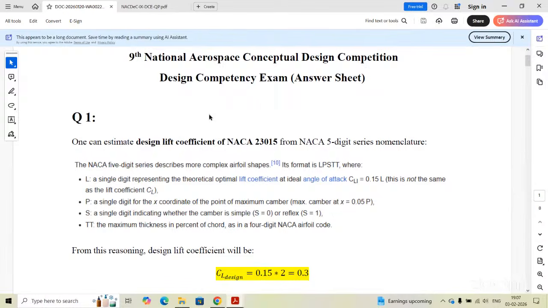The second digit has a significant parameter, and the same for the third digit, and the last two digits are for the maximum thickness. So the question asked was about the design lift coefficient of NACA 23015. It is simply 0.15 times the first digit of the series, which is 2. So CL design will be 0.3.